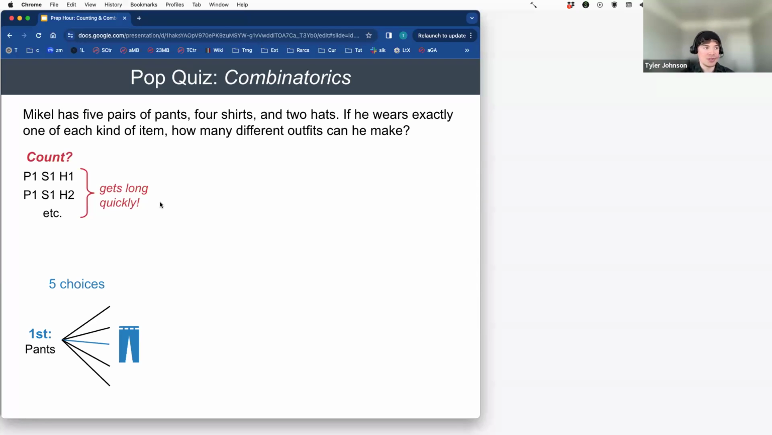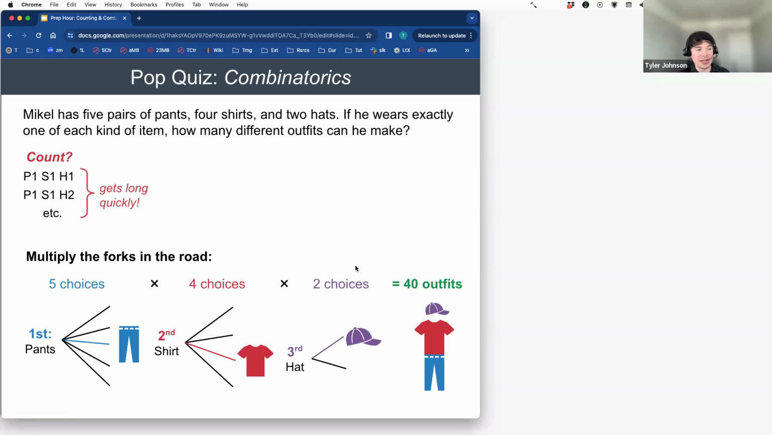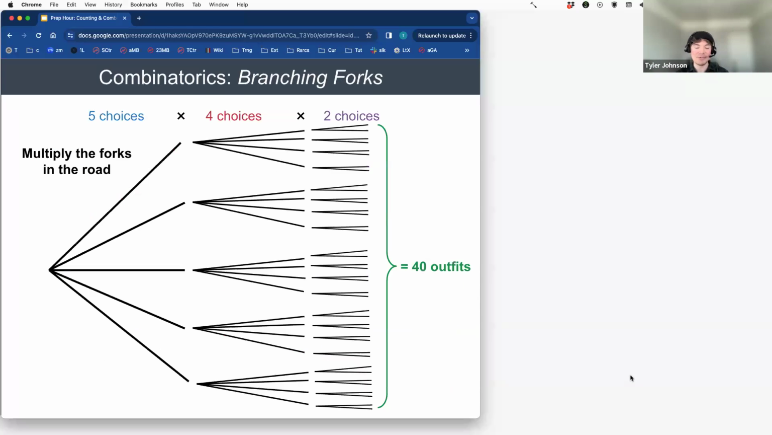Instead, I like to imagine combinatorics as these branching possibilities. So for this first pants decision, we have 5 potential options there. And then each one of those pants options is going to have 4 branching shirt options. And then each one of those shirt options is also going to have 2 hat options branching off of that. And then with those numbers, you apply what is known as the fundamental counting principle. You just multiply those numbers together, and that produces your outfit total. Or visualized, if you want to see the full map of all those branching possibilities, it would look something like this.